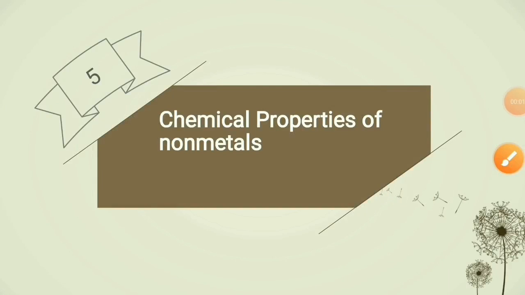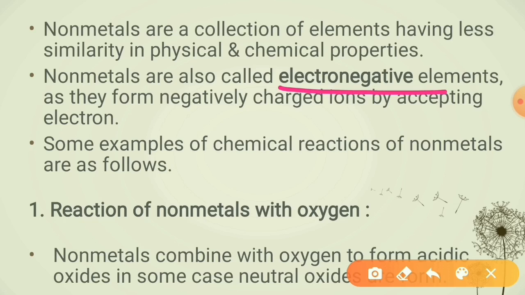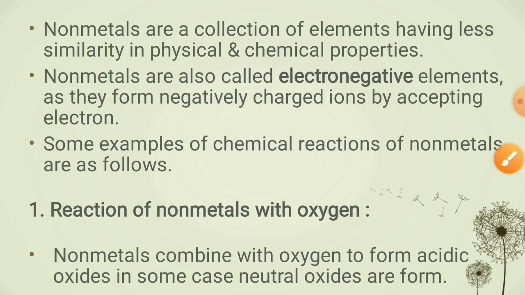Next is the chemical properties of non-metals. Non-metals are a collection of elements having less similarity in physical and chemical properties. Non-metals are also called electronegative elements, as they form negatively charged ions by accepting electrons. Some examples of chemical reactions of non-metals are as follows.